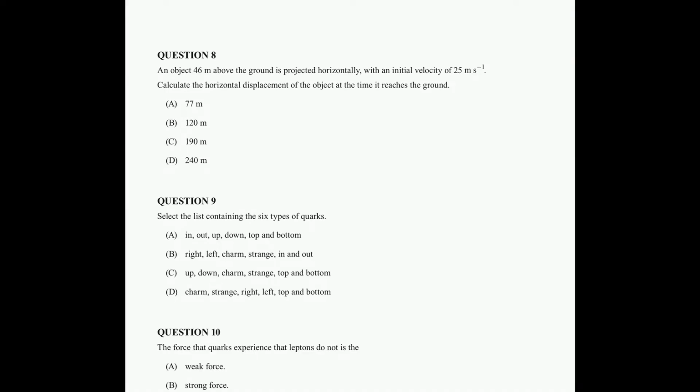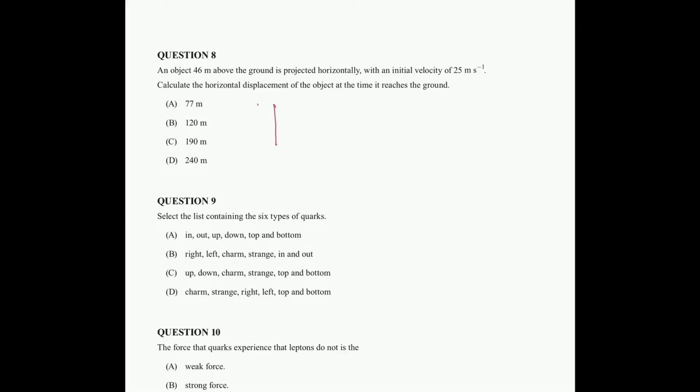All right, so question 8, we have an object 46 meters above the ground that is projected horizontally with an initial velocity of 25 meters per second. Calculate the horizontal displacement of the object at the time it reaches the ground. So for a lot of these projectile motion questions, it makes it very easy if you're able to draw out the scenario and see what's happening.